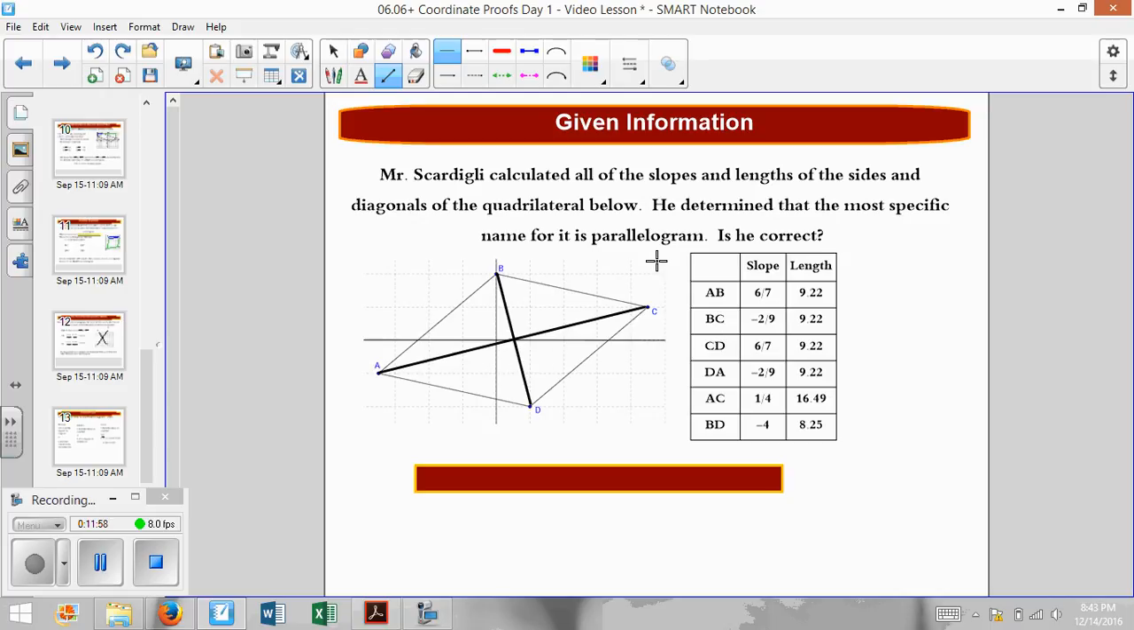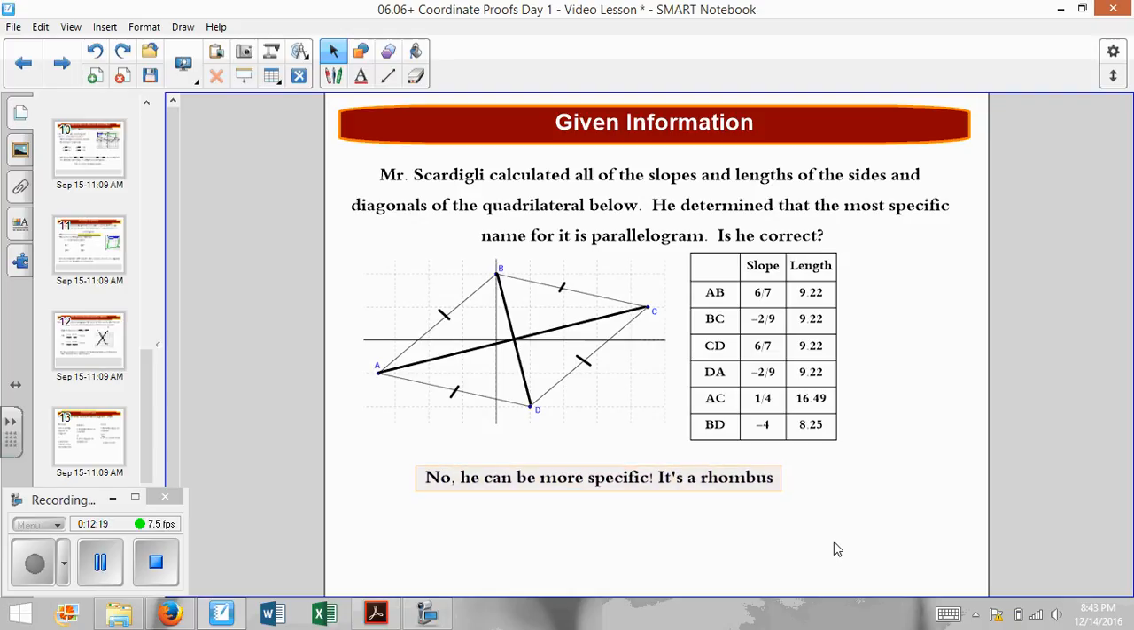Well, let's look here. It says all the lengths of the sides are 9.22. Well, that for sure tells me that this is a rhombus. So there's two defining characteristics. I would probably pick the side ones because that's the most obvious. But these are in fact all the same because they are all 9.22. So he's wrong. It is a rhombus.